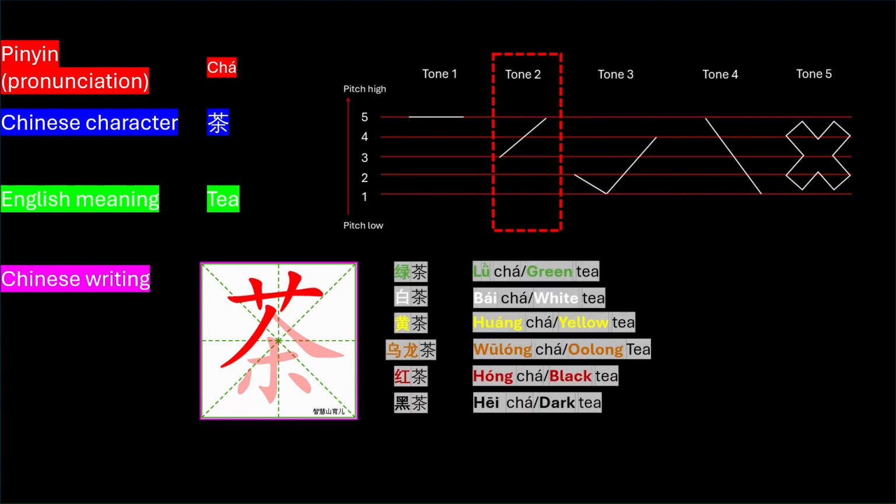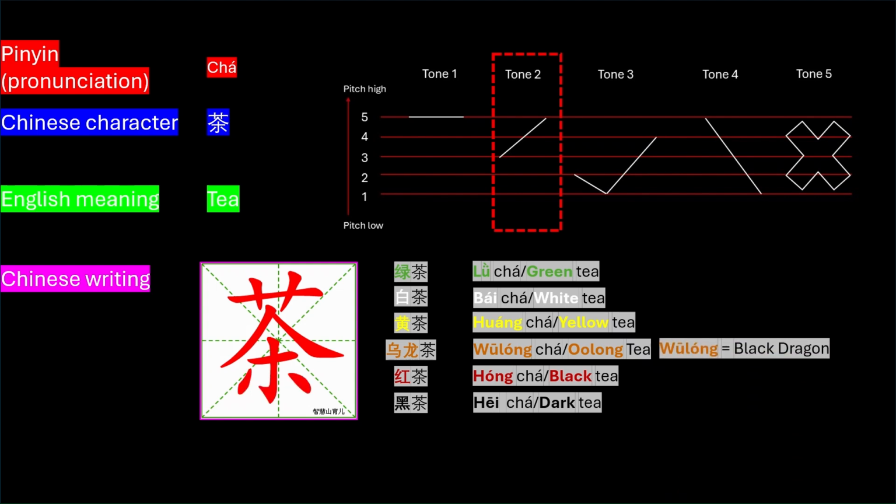If you now understand the tea is 茶, then you can make a combination of different tea by adding the color before tea. For example, green tea is 绿茶, white tea is 白茶, yellow tea 黄茶, oolong tea is 乌龙茶, black tea is 红茶, dark tea is 黑茶.